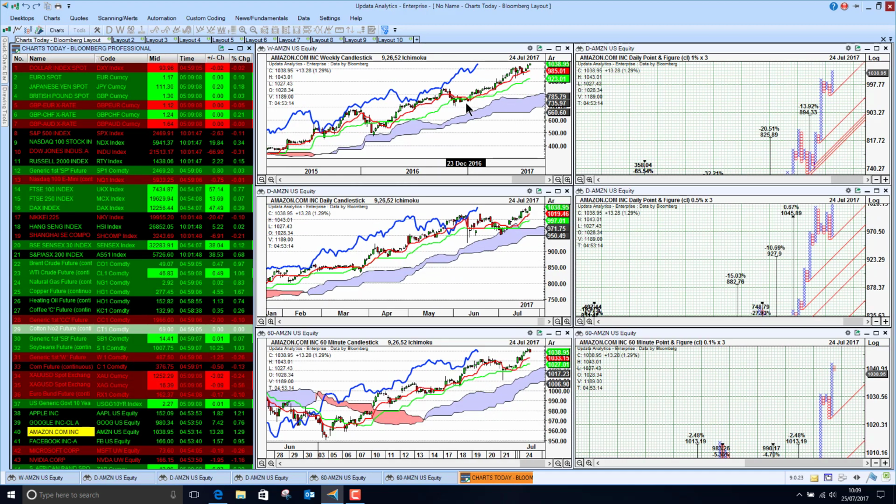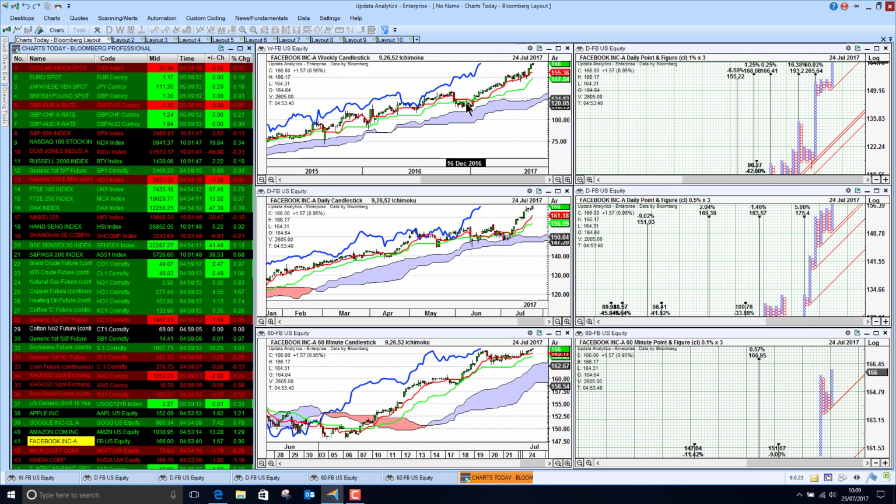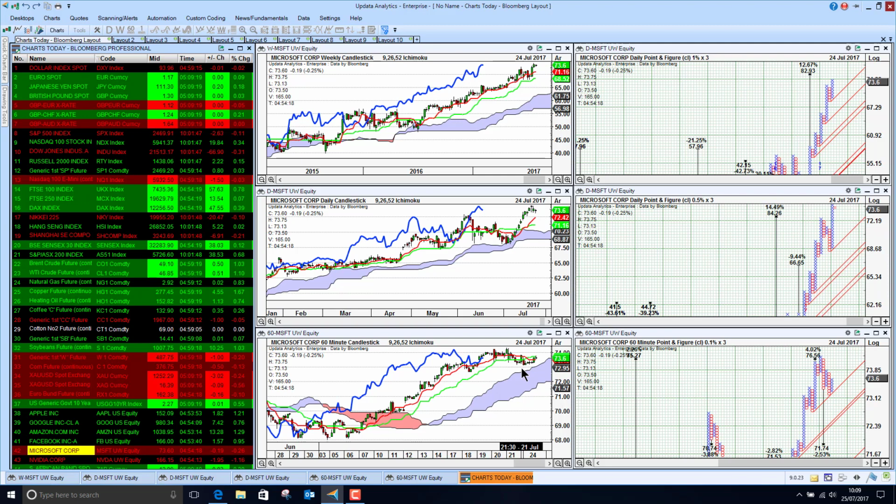Amazon looking pretty strong as well. Facebook reporting this week, so it'll be interesting to see how the chart reacts to that. And Microsoft also just pausing for breath at the moment.